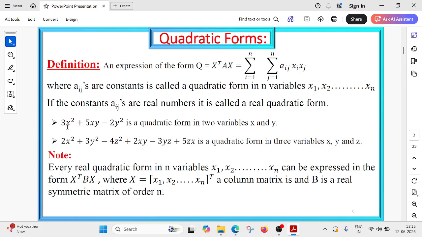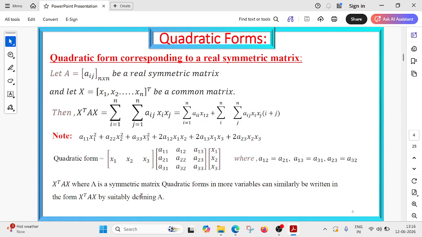And this is the example I kept, using two variables x and y. 3x square plus 5xy minus 2y square is a quadratic form in two variables x and y. 2x square plus 3y square minus 4z square plus 2xy minus 3yz plus 5zx is a quadratic form in three variables x, y, z. And every real quadratic form in n variables can be expressed in the form x transpose Bx, where x equals (x1, x2, up to xn) transpose, a column matrix, and B is a real symmetric matrix of order n.